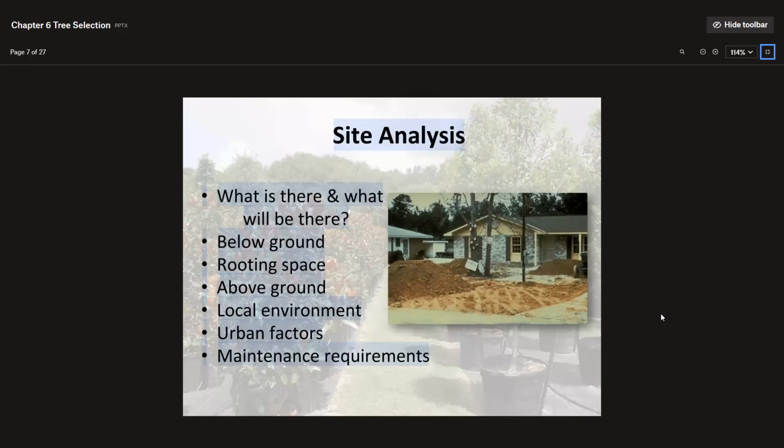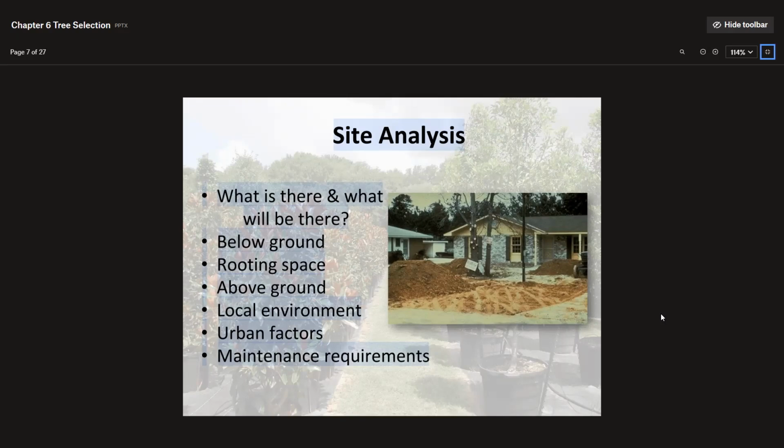Site analysis. What is there and what will be there? If this is a building site like this one, before I go putting new trees in the ground, I want to know what they've just done to tear all this dirt up. What's below the ground? Did they put in drainage systems? Where are the stormwater and the sewer lines and the water lines? How much rooting space is available to new trees in this situation, right? Above ground, what's there? Driveway, walkway, sidewalk. Local environment, how hot is it going to get? How cold is it going to get? Where does the wind direction come from?